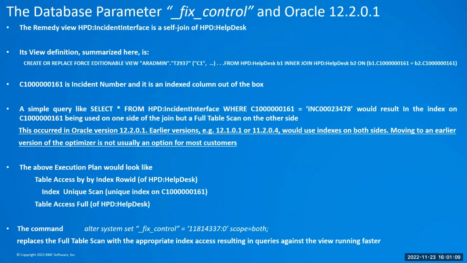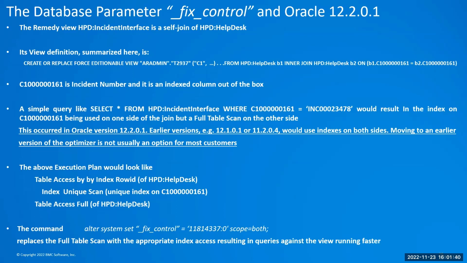This is the parameter that I was talking about earlier when there was a question about 12.2.0.1 optimizer features enabled, et cetera. This is a parameter that Oracle has. It's a hidden parameter, _fix_control. And I talked about the self join: in 12.1.0.1 or 11.2.0.4, it was using an index on both sides of the self join, but with 12.2.0.1, it used the full table scan on one side.